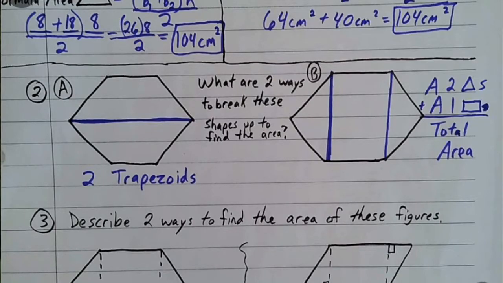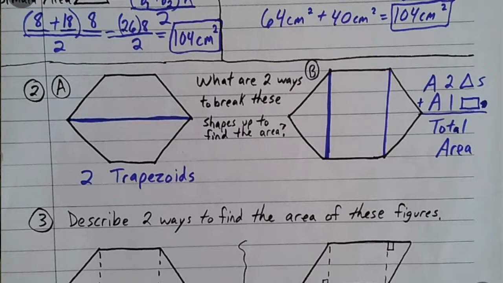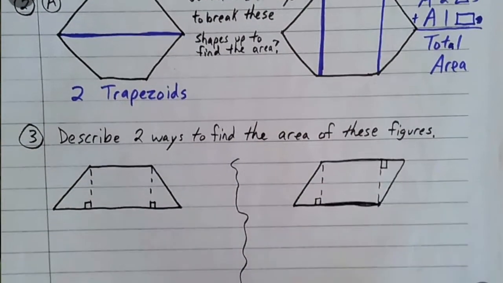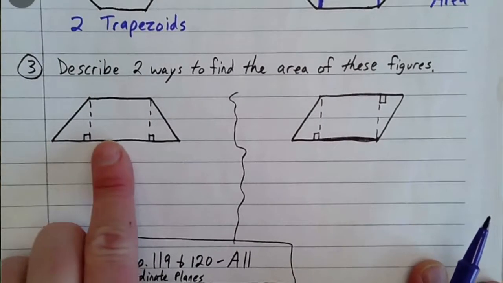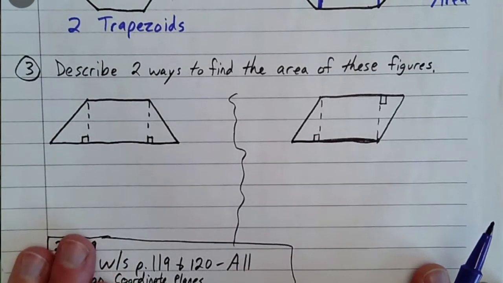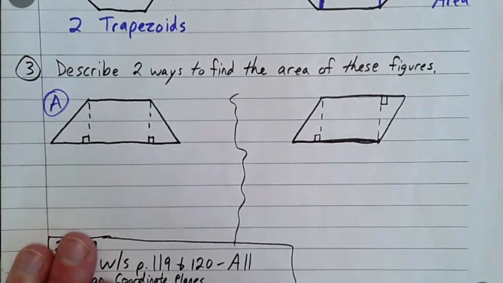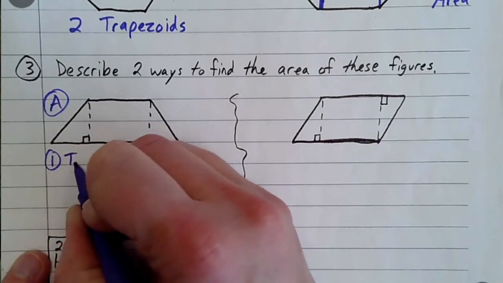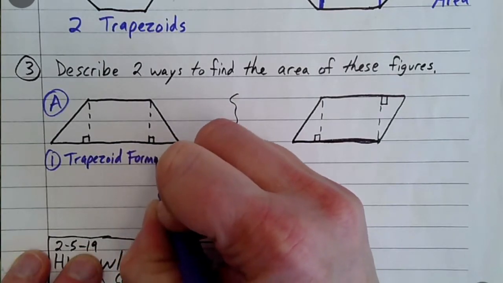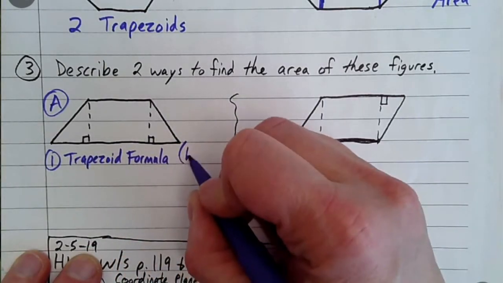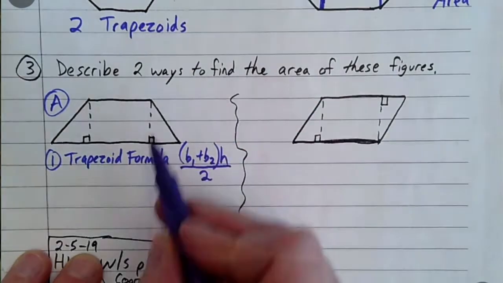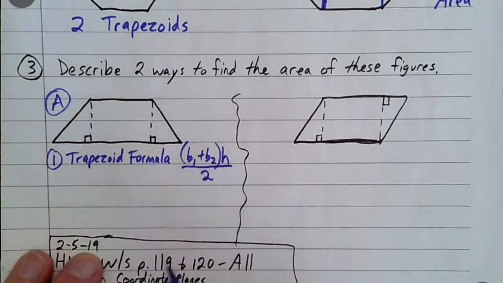Another thing that you're going to see isn't necessarily how, but how could you describe two ways to find the area of these particular figures? Okay, so this figure here is a trapezoid. So one way for figure A, you could figure the area by using the trapezoid formula. And so that formula is base 1 plus base 2 times the height divided by 2. And I'm not giving you the numbers to plug in, it's just how could you find the area? You could use that formula.